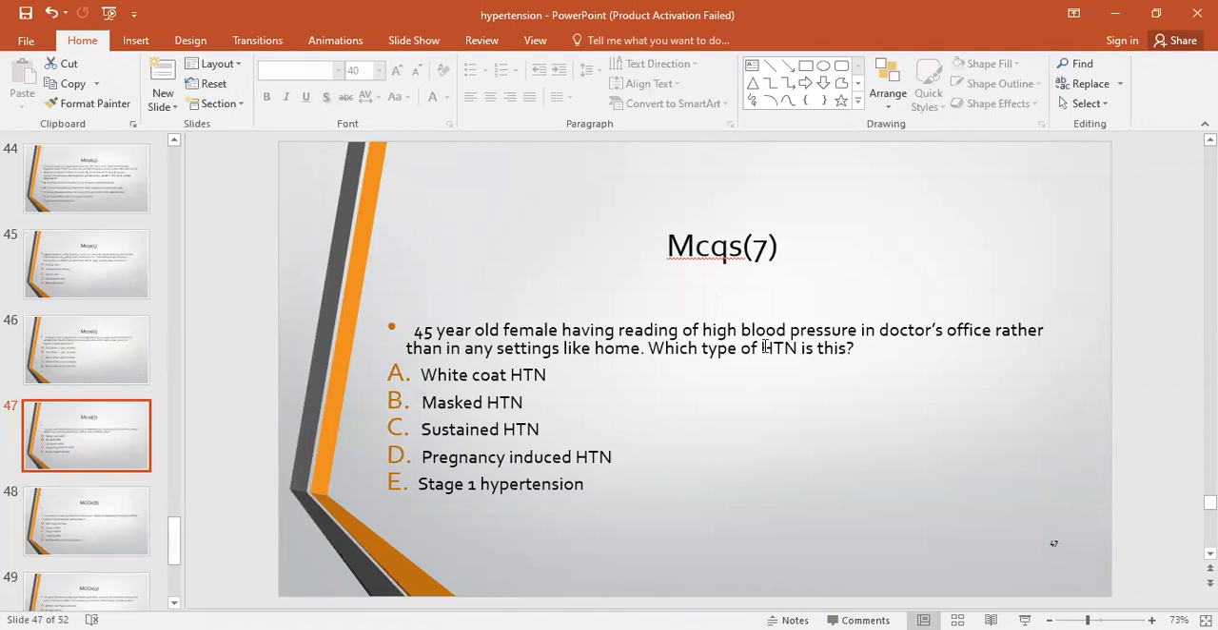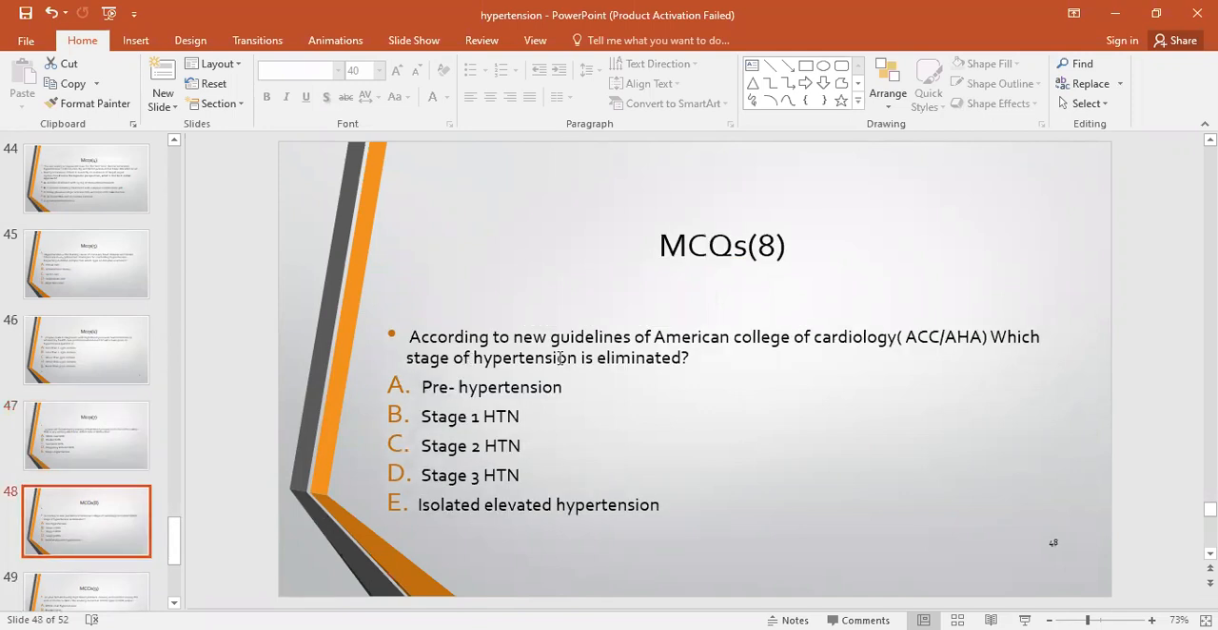A 45-year-old female has a high blood pressure reading in the doctor's office rather than in any other setting like home. Which type of hypertension is this? White coat, masked, sustained hypertension, pregnancy-induced hypertension, or stage 1 hypertension. Alpha is the right answer. According to the new guideline of the American College of Cardiology, which stage of hypertension is eliminated? Pre-hypertension, stage 1, stage 2, stage 3, or isolated elevated hypertension. D, stage 3 is eliminated.